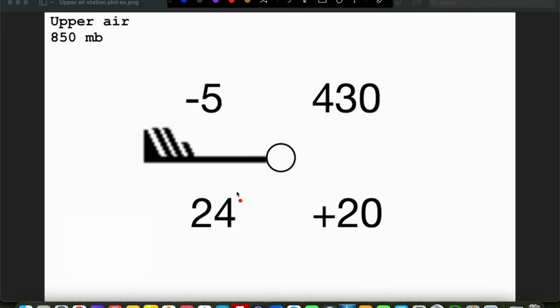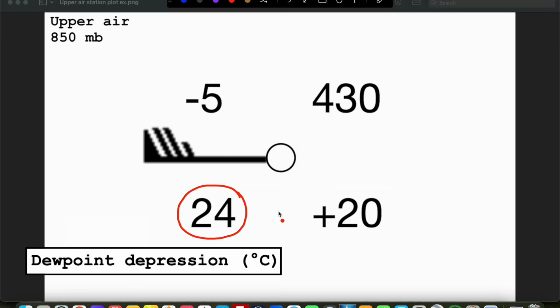Now the value at the bottom left of the station plot is not the dew point at the station like it is at the surface. Instead, it's a parameter called the dew point depression, which is simply the difference between the temperature at the station and the dew point at the station. Again, it's given in degrees Celsius on upper air maps, and from the dew point depression we can find the actual dew point. All we'd have to do is take the temperature at the station, which is -5 degrees Celsius, subtract our dew point depression, and we'd get a dew point value in this case of negative 29 degrees Celsius.